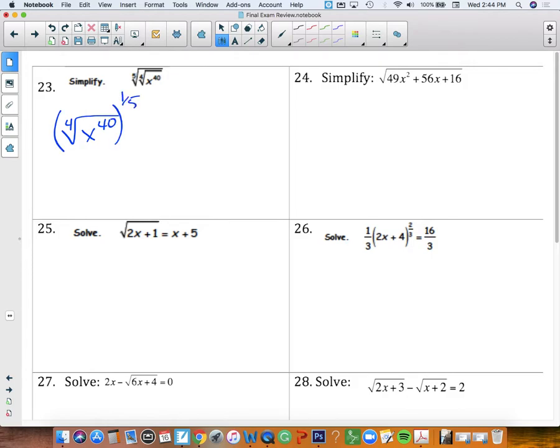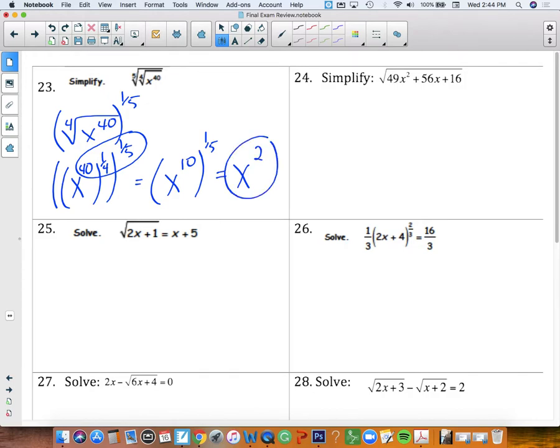All right, and then fourth root turns into 1/4. So that would be this now. I'm going to have a 1/4 up there and then a 1/5 up there. So think about how exponents work. If you have a power to a power, you're going to have to multiply. So you'll just multiply 40 times 1/4 times 1/5. Multiply all three of those from left to right. So 40 times 1/4, that's 10. All right, so I could rewrite this as x to the 10th to the 1/5, and then 10 times 1/5, that's 2. So it's x squared is your answer.